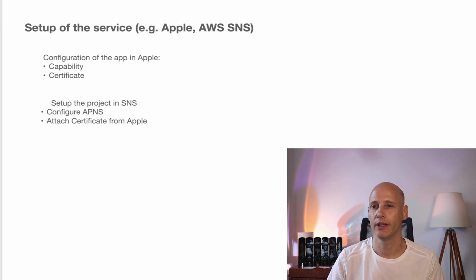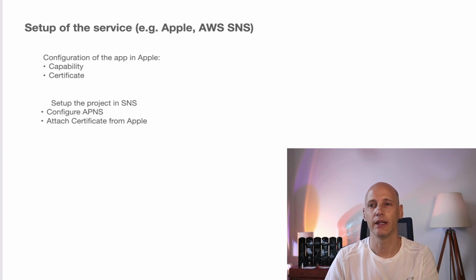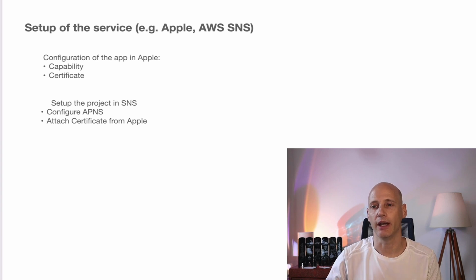We need to configure the application of the app in the Apple developer website as having the capability to send, to receive, to process push notifications. And we need to get a certificate from Apple that we can then use to send the notifications. So the certificate is basically the key that allows you to send to Apple. And we take it from Apple and give it, in our case, to AWS SNS, register it there.